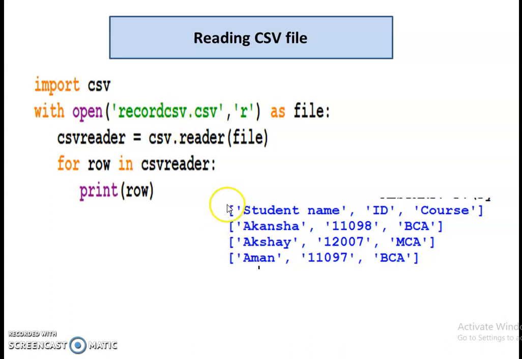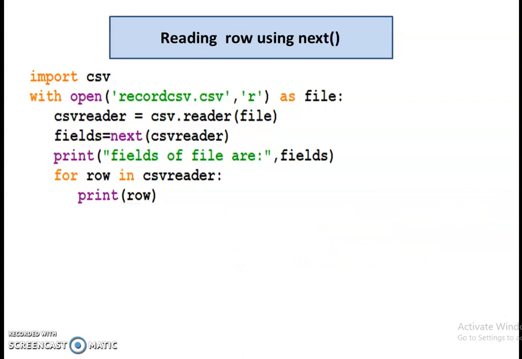And here you can see we have 4 rows under this file, and after running this code, it will print all the rows, right? So in this manner we can read a CSV file.